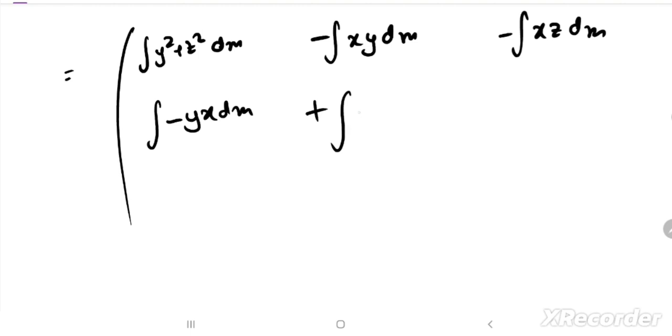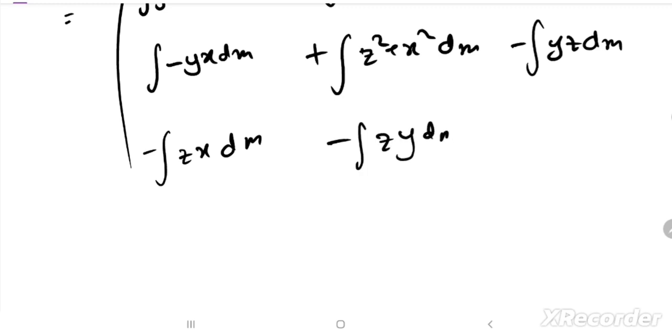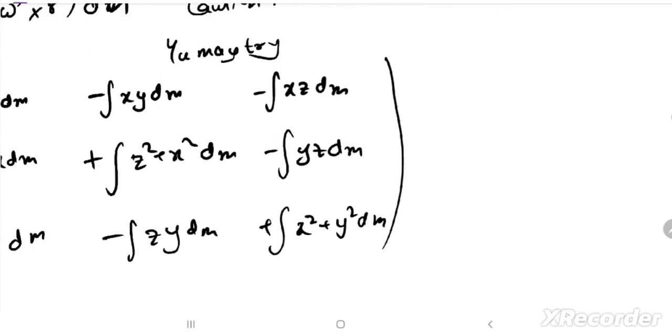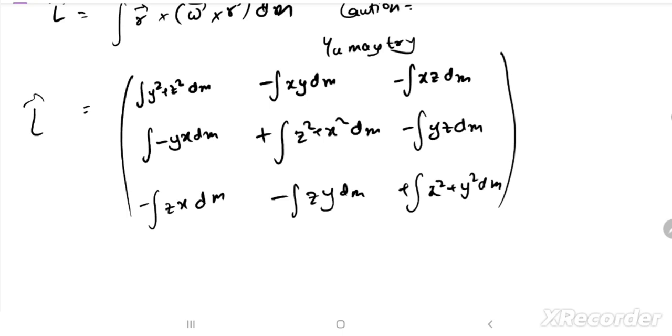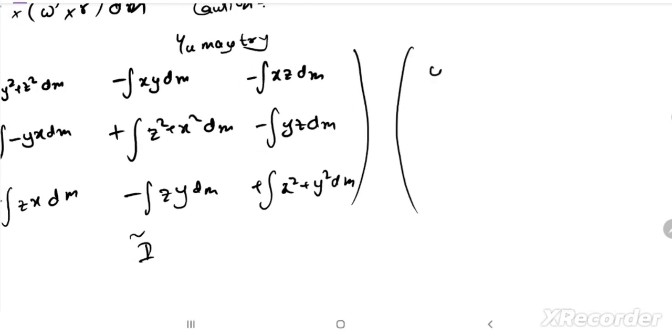Now here will be plus integral z square plus x square dm, minus integral yz dm, and finally minus integral zx dm, minus integral zy dm, plus integral x square plus y square dm. And you'll get the L vector as this vector. This is written as the inertia tensor. We put a wavy sign generally above the I and multiply it with omega x, omega y, omega z, and this is a 3 cross 1 matrix.